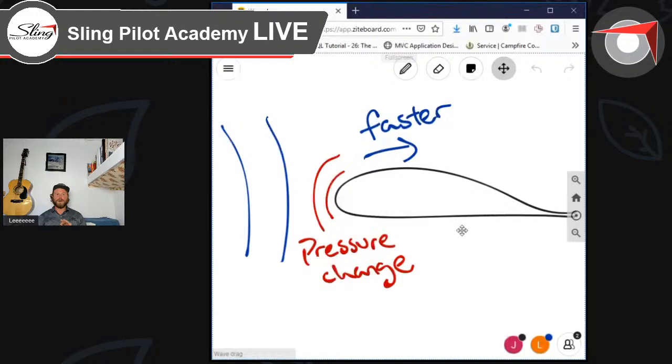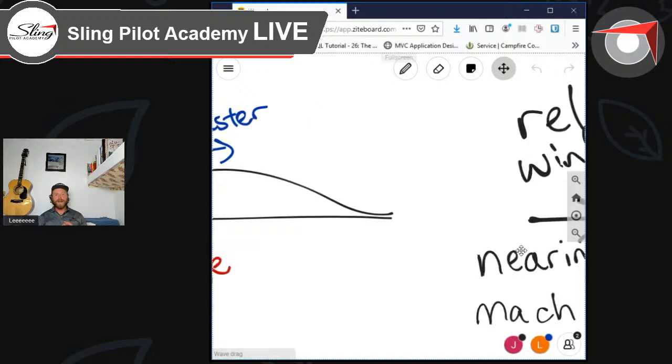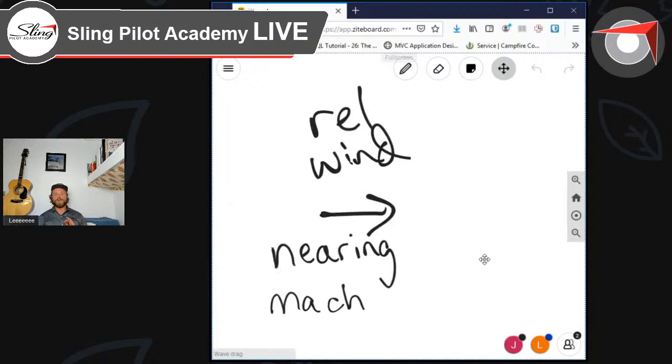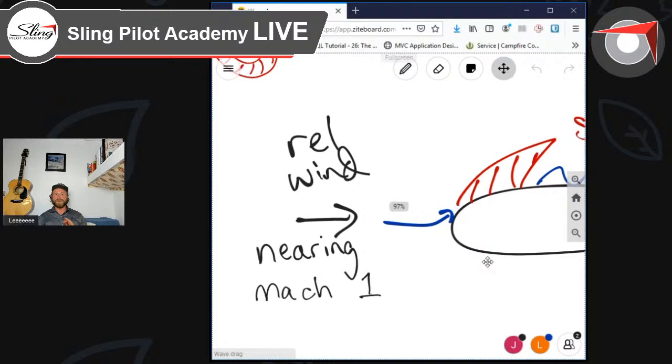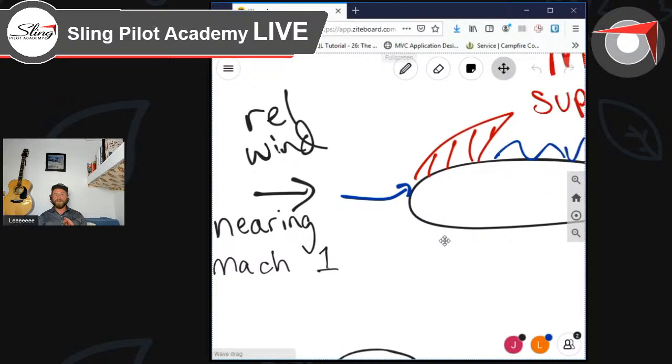Okay, so just to recap, if you guys missed part of that, as our airflow comes around our airfoil, it speeds up over the top surface here. It gets faster, right? So what happens when we go so fast that we're nearing supersonic speeds, right? This is essentially what's going to happen to us.